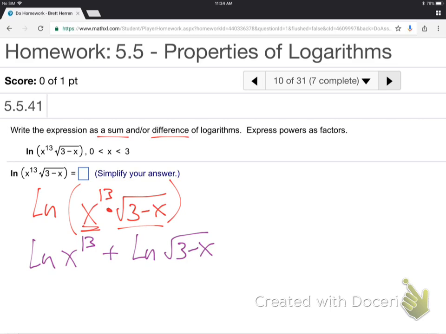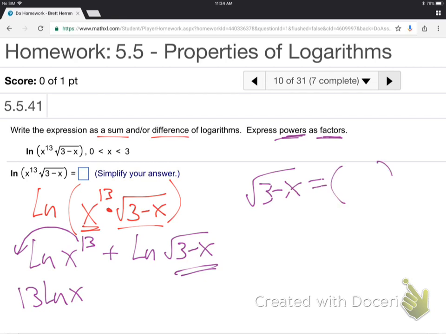Now, there's one more thing we can do. Well, there's a couple things. What do we do with that 13? 13 comes on down, because powers make factors. Factors means things multiplied. So they're saying take your powers and put them in the front as a multiplied. That's what they're saying. Now, what can I do with that square root? Square root of 3 minus x.